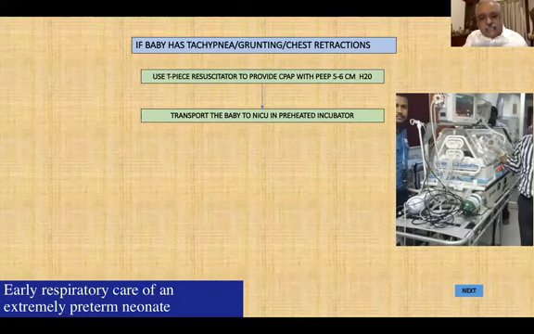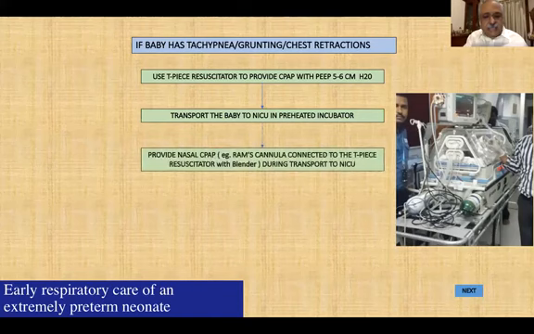Whether it's the NICU inside a hospital or outside the hospital, you need to transport with nasal CPAP. Now, this is a big challenge which we have been having: what catheter to use when we are giving CPAP. We found that one adaptation of a Ram's cannula can be connected to the baby with a blender oxygen, and this is good enough for a short transport. We've been using this, transporting the baby to our NICU.